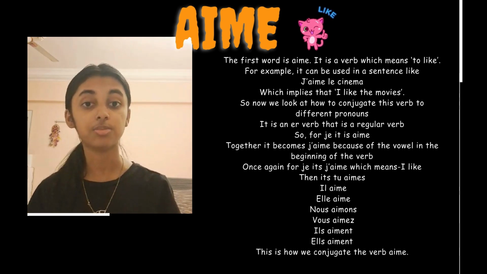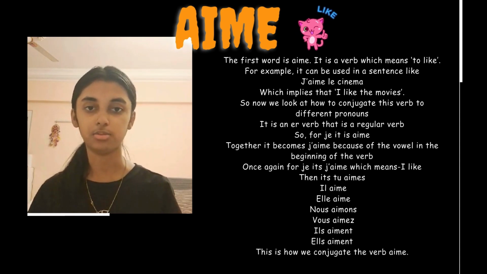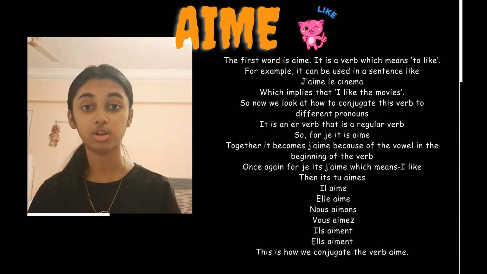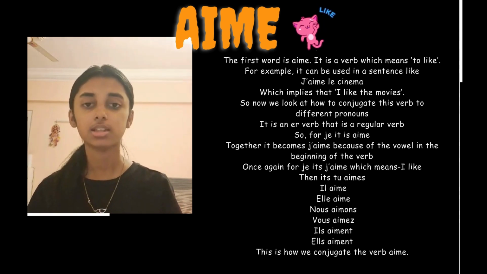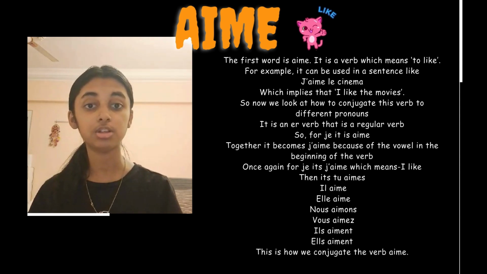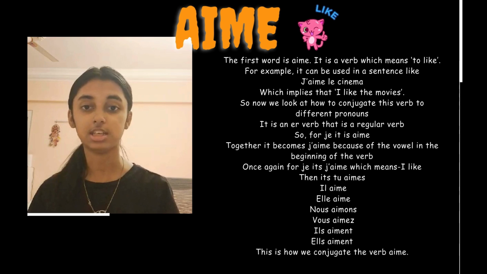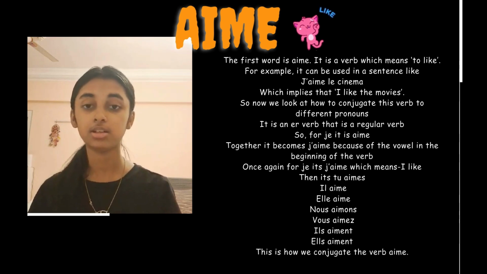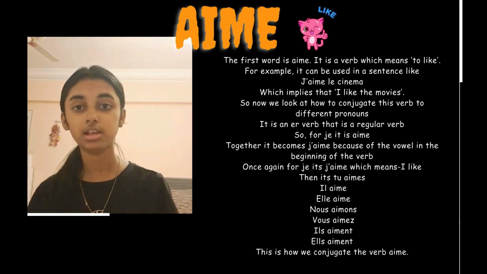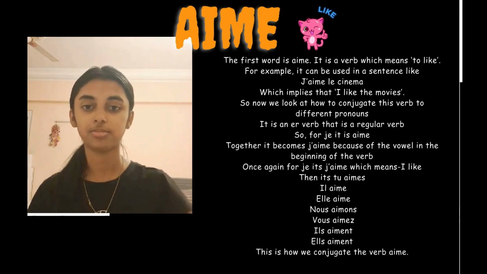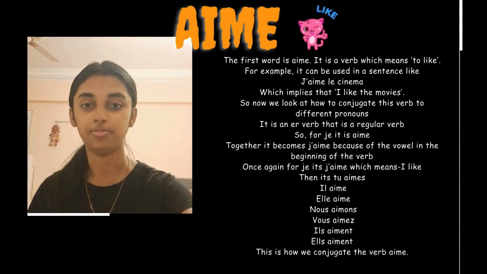Since it is a verb ending with er, it is a regular verb. So, the conjugation for the regular verb is as follows. For je, it will be j apostrophe aime. This is because of the vowel appearing at the beginning of the verb, which is A in aime. So, together it will be j'aime. Once again, for je, it is j'aime, which means I like. Then it's tu aimes, il aime, elle aime, nous aimons, vous aimez, ils aiment, and elles aiment. So this is how we conjugate the verb aimer.